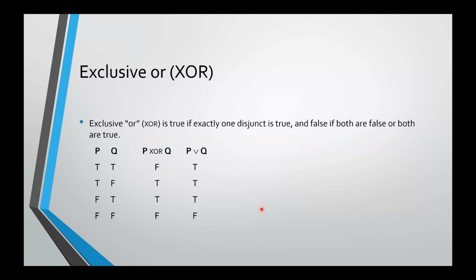So the first way you can symbolize this is you start with P or Q, your inclusive OR, which is true when both of them are true. And then you just rule out this possibility, which you can do with "not both." So what you say is basically P or Q inclusive, and you can't have both of them being true.